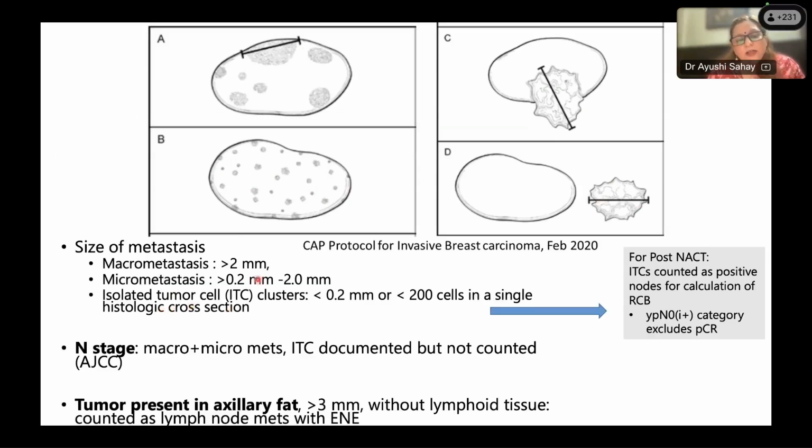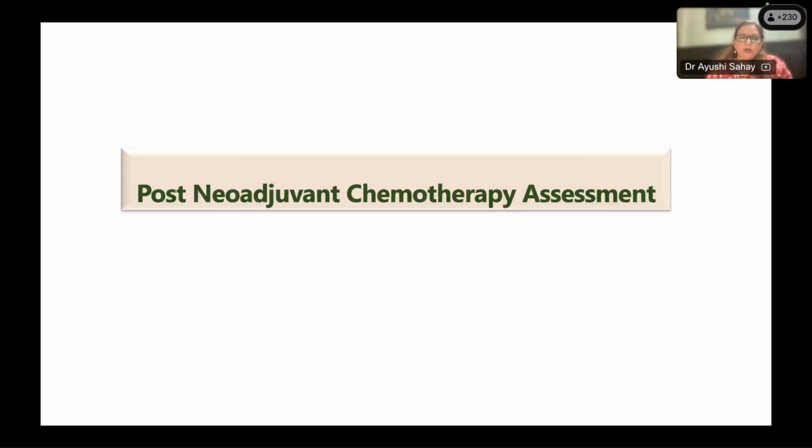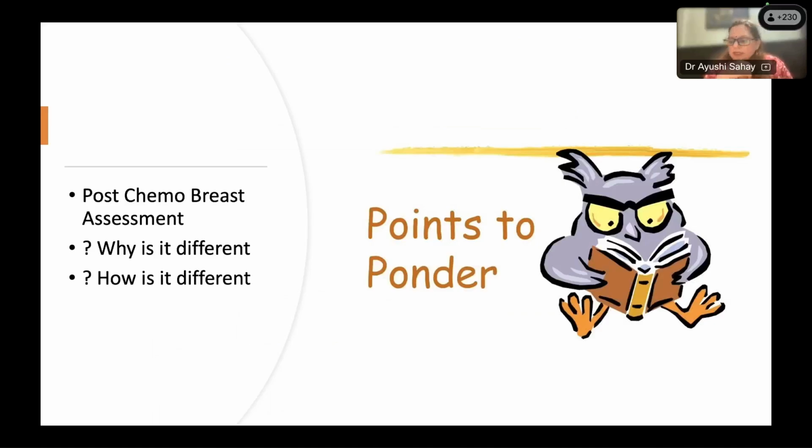Now, this is important in the upfront setting because they are staged differently. ITCs are basically N0, N0(i+), and micromet is N1mi. But in a post NACT setting, ITCs are also counted as positive nodes, and micrometastasis and macrometastasis are staged the same way. So in the post NACT setting, these distinctions do not matter. But in the upfront setting, you will have to give how many nodes are showing macro, how many nodes are showing micrometastasis.